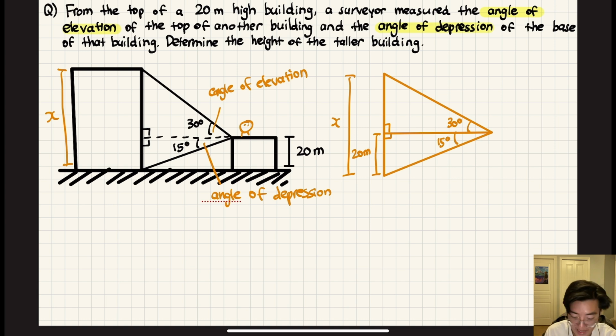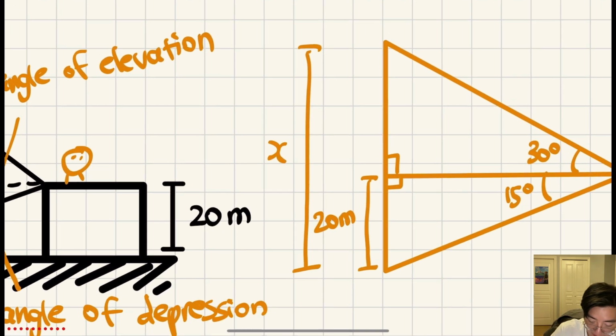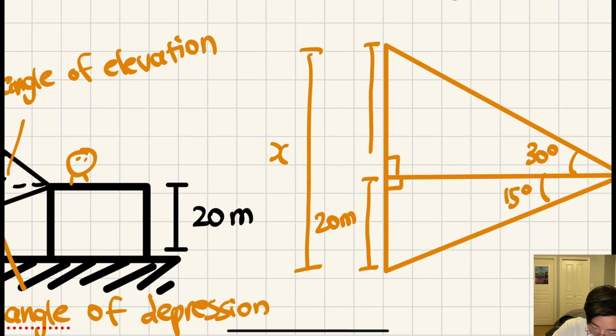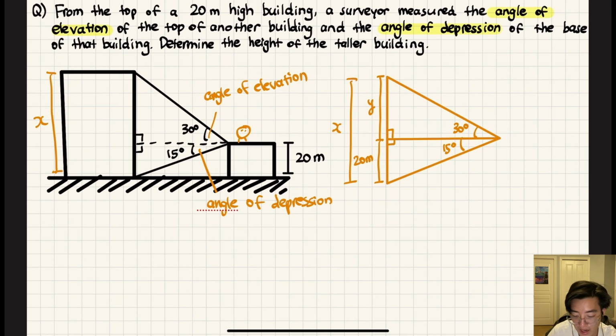So our point of attack is, if we can find out what this segment is, let's call it segment y. If we find out what y is, we can then combine, right? We can just add this 20 meters to this y here to get a total of x. And now, in order to find that, we don't really get given anything.